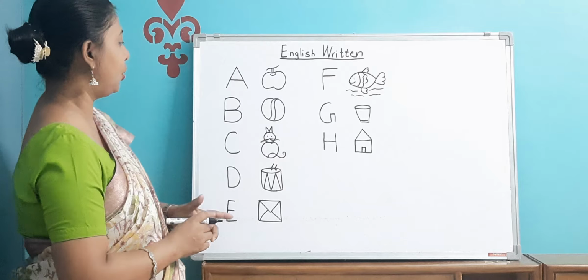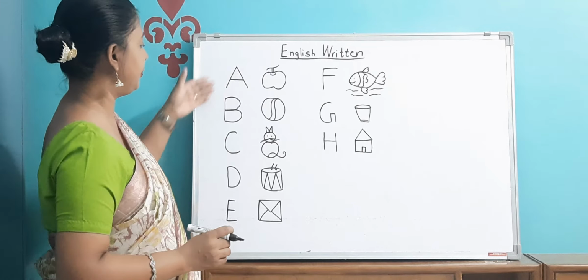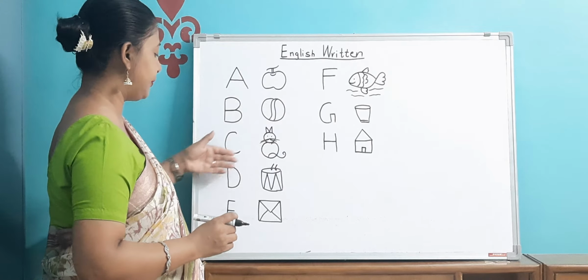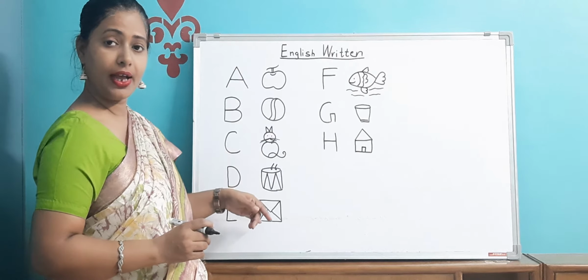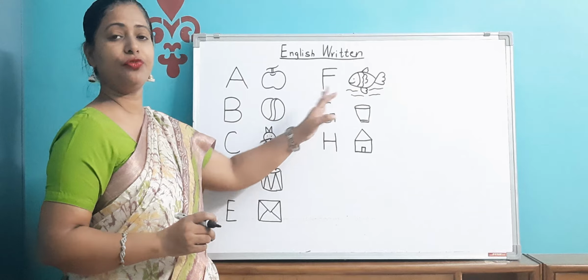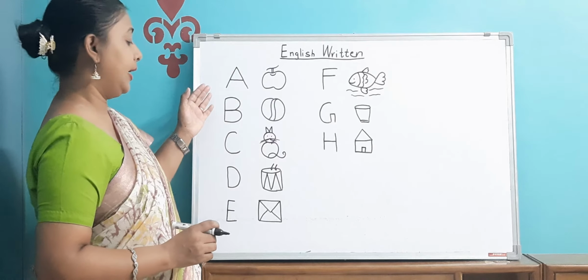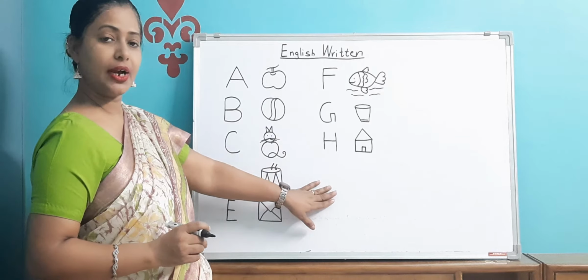Till here we had already learned A for apple, B for ball, C for cat, D for drum, E for envelope, F for fish, G for glass, and H for hut. Today I will teach you what comes after H.